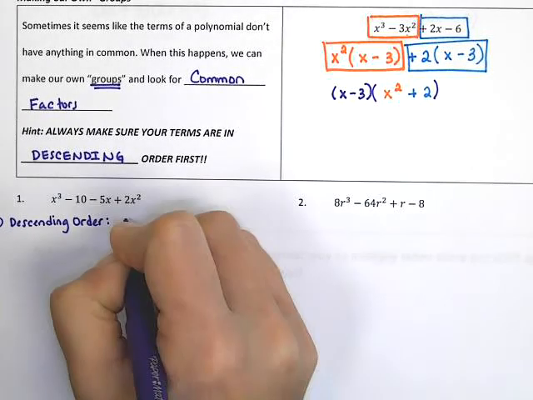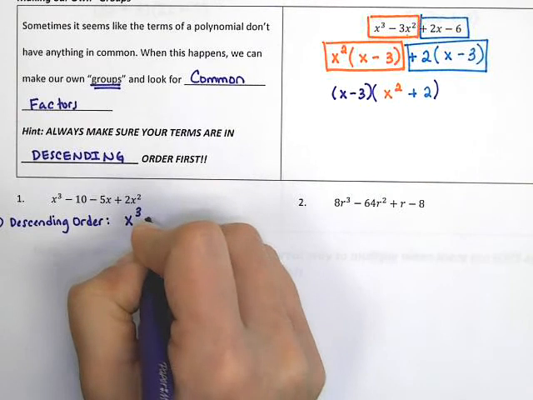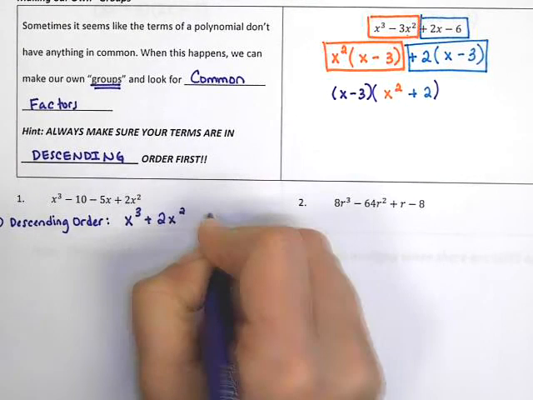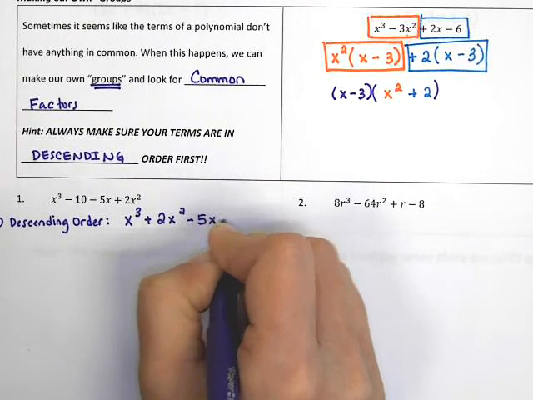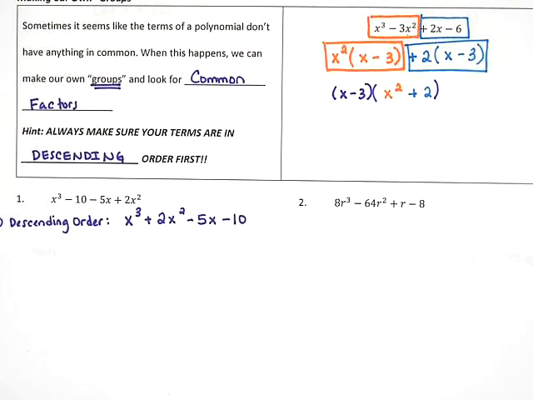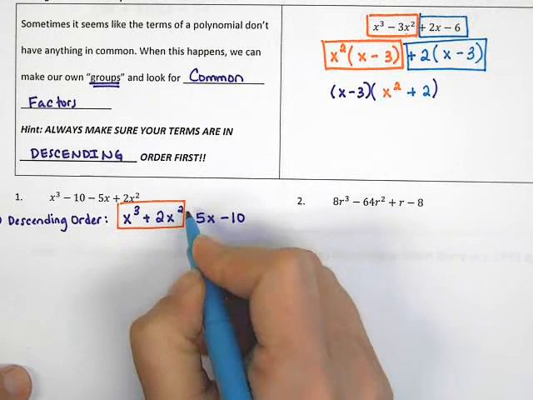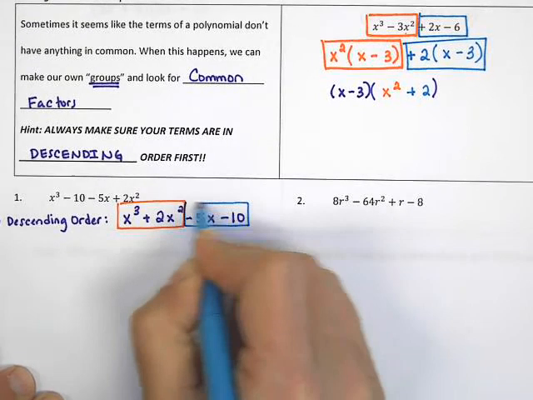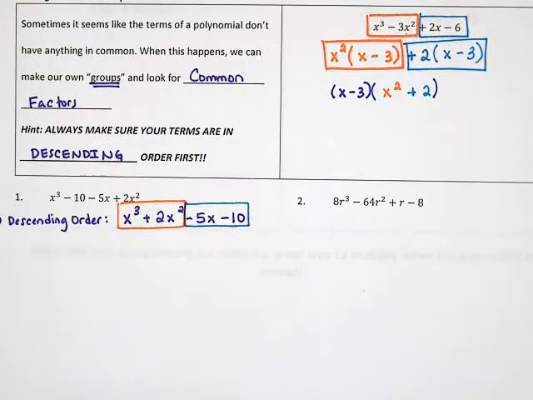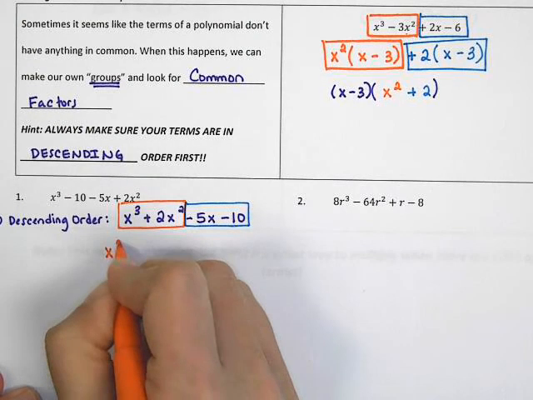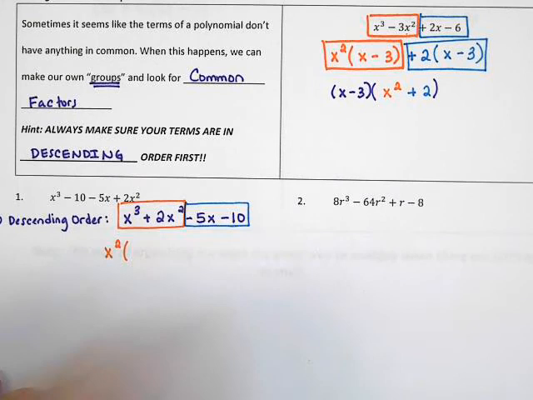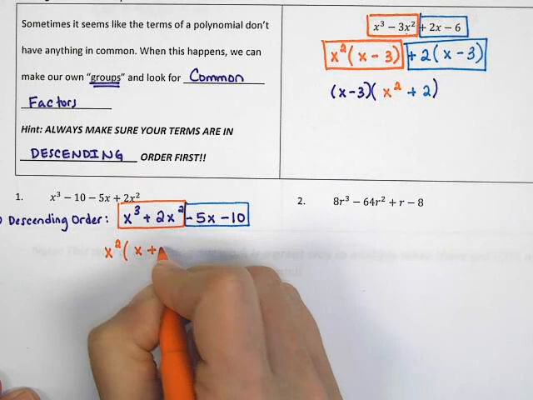Now when I do that, I'm going to have the x cubed first, then the 2x squared, then the minus 5x, then the minus 10. Then I'm going to make groups. So the first two terms are going to be in a group together, and the second two terms are going to be in a group together. I'm just going to put them inside their own boxes. Let's look at just the orange box. So inside this box, those two terms can both be divided by x squared. Then if I look at what's left, I have x plus 2.